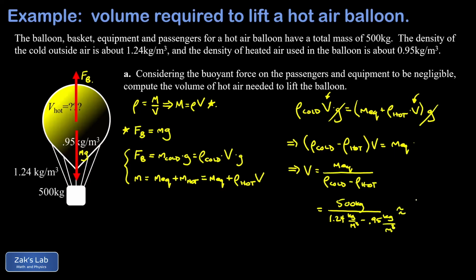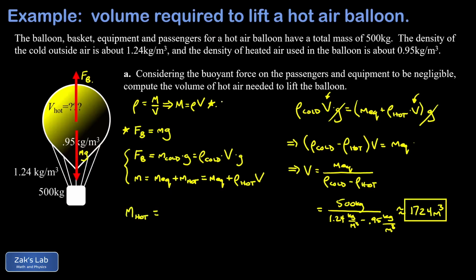And when we run the numbers on this, we get about 1,724 cubic meters for the volume of the balloon. Now, before we move on to part B, I wanted to reiterate how important it was for us to include the mass of the hot air itself. Let's go ahead and calculate how much that was.